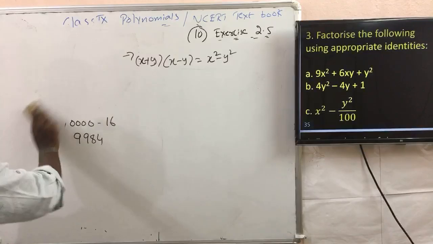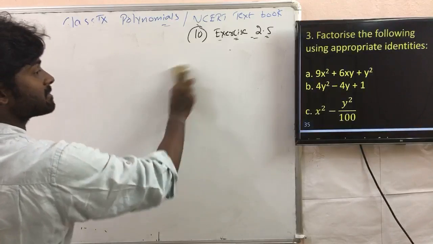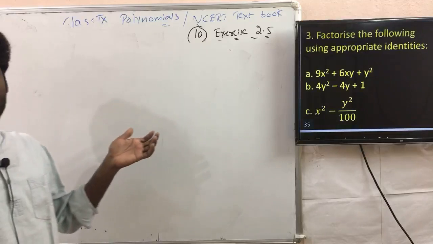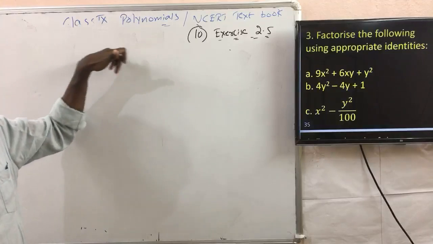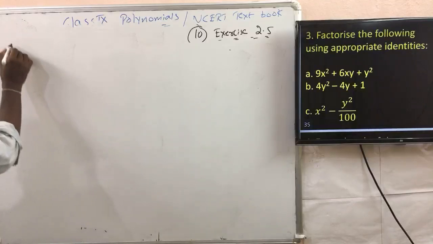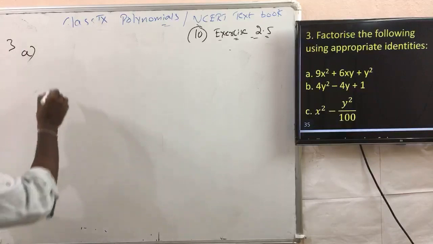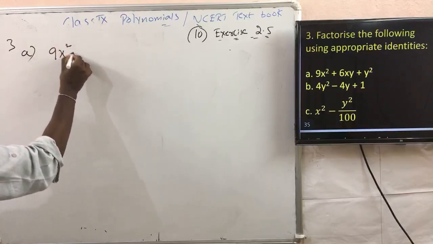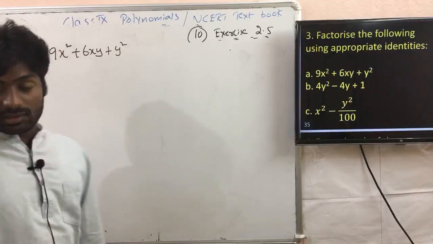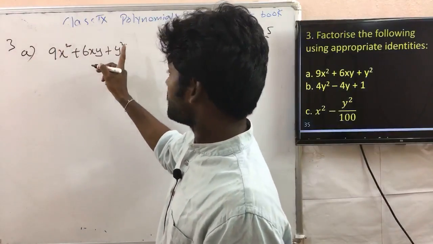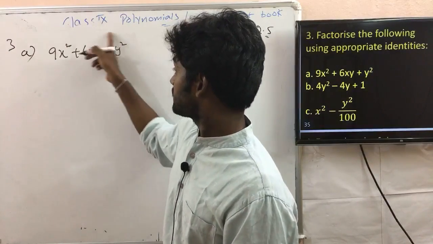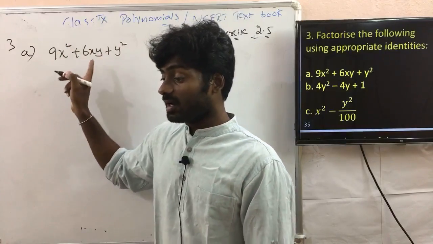Third main. Before, we have done the product, now we are going to factorize. That means reverse. We are getting the factors for the given expression. So, third main, first one, 9x square plus 6xy plus y square. Observe carefully, all the terms are plus and we have two square terms. That means obviously it will be x plus y whole square.